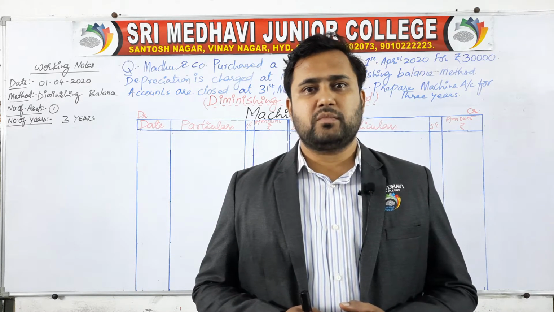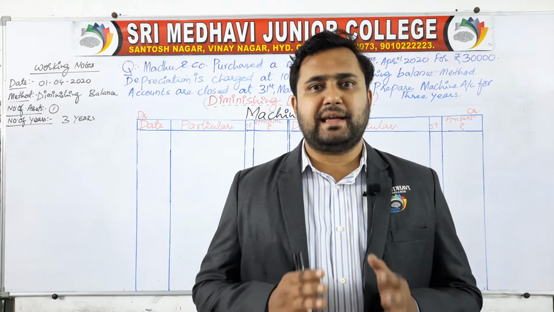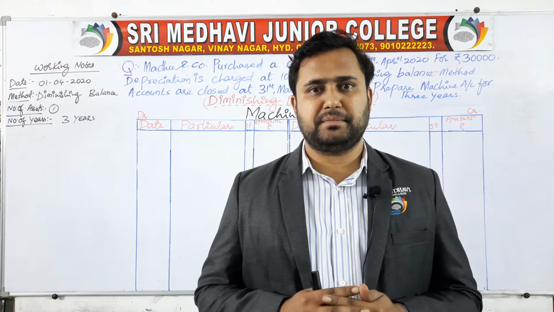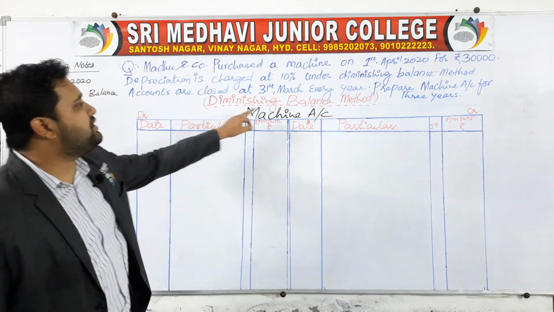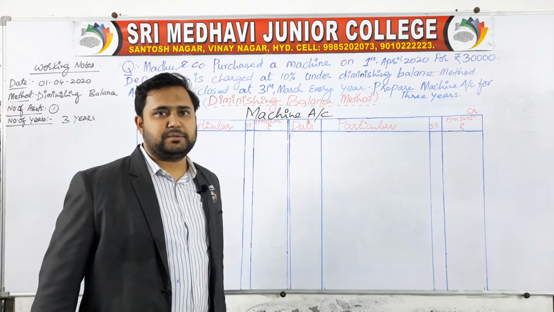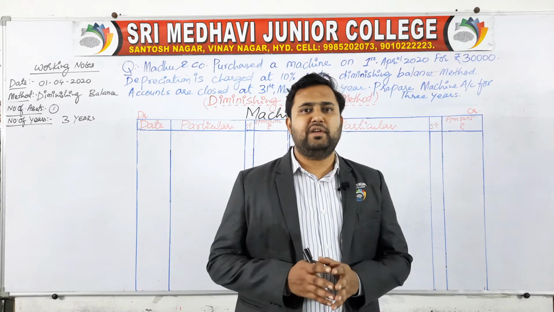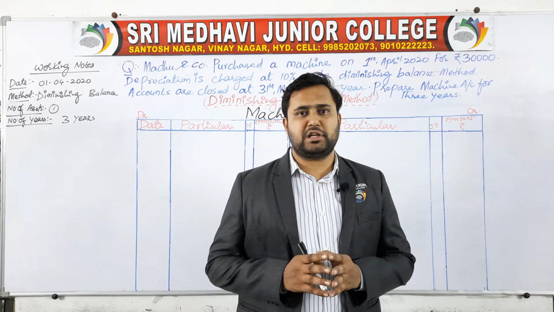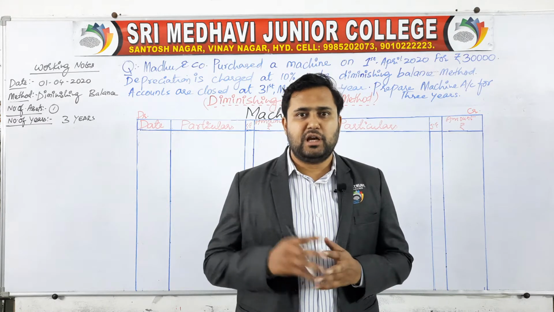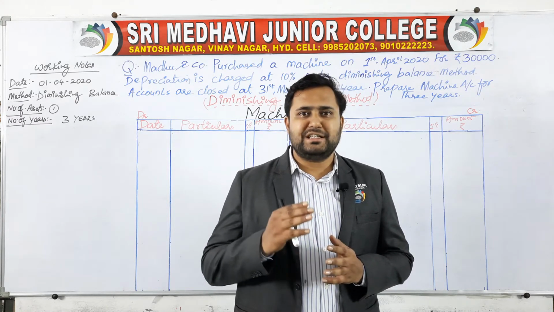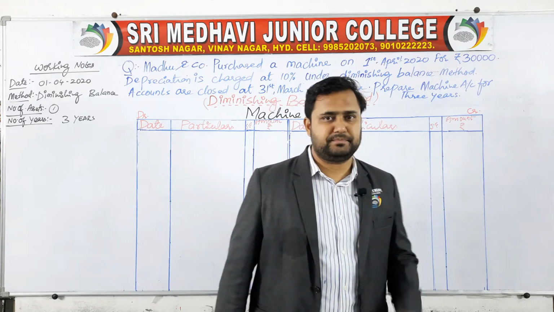Today we are going to discuss the second method of calculating depreciation, which is nothing but the diminishing balance method. In this method, every year depreciation does not remain constant. Every year depreciation changes. Let's see how to solve this problem.